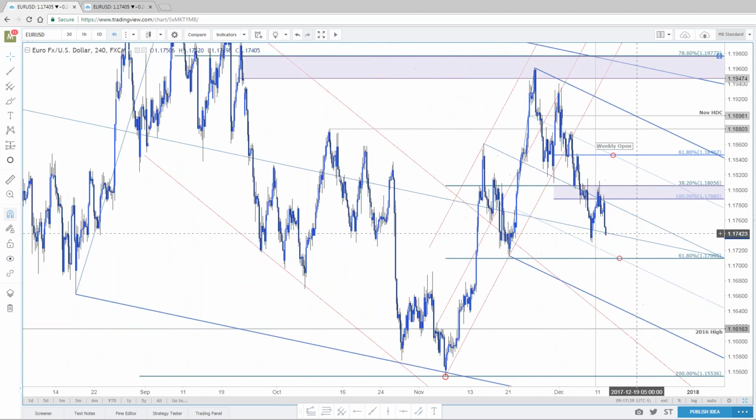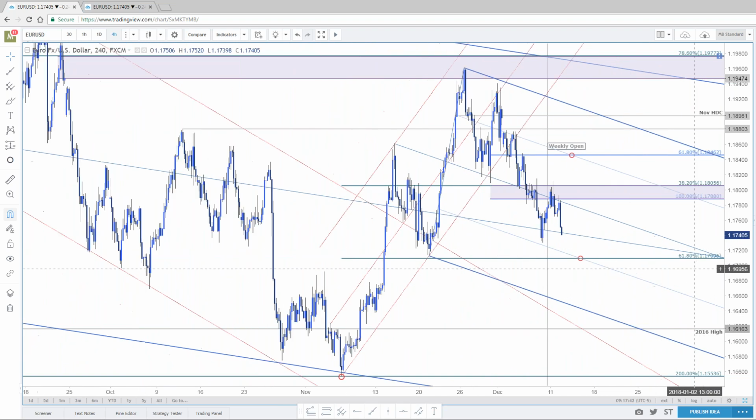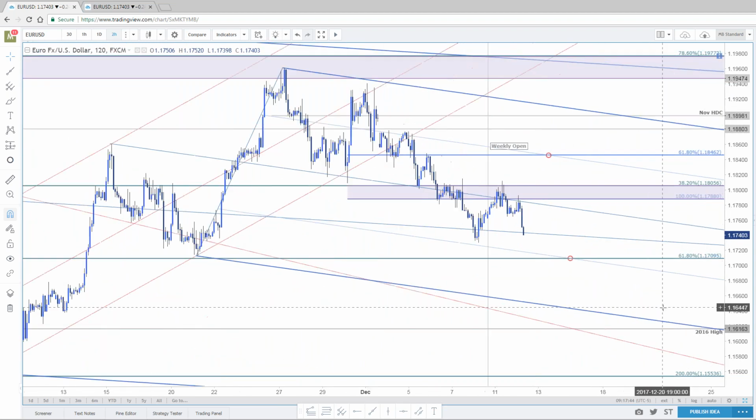So I know it's not the cleanest chart, guys, a little messy here, but any questions on the euro?